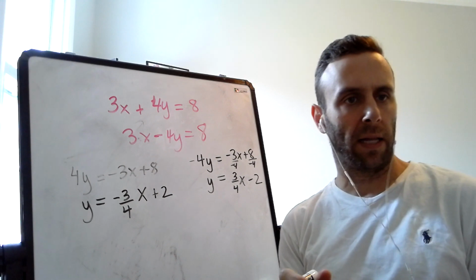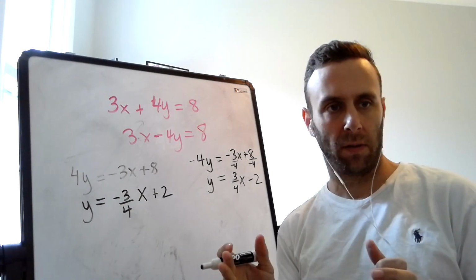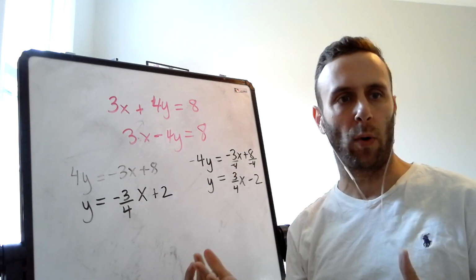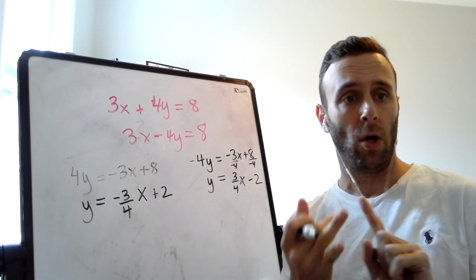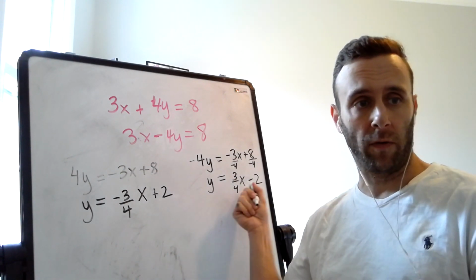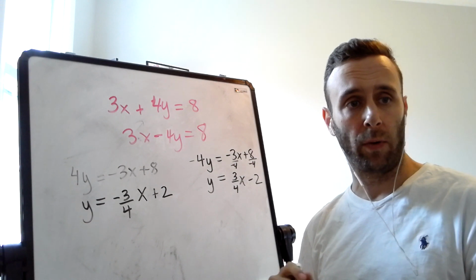Now we talked about in class that if they have different slopes, they're going to intersect at some point. So this is definitely not going to be a no solution or an infinite solutions, because one of the slopes is 3/4 and the other slope is negative 3/4.